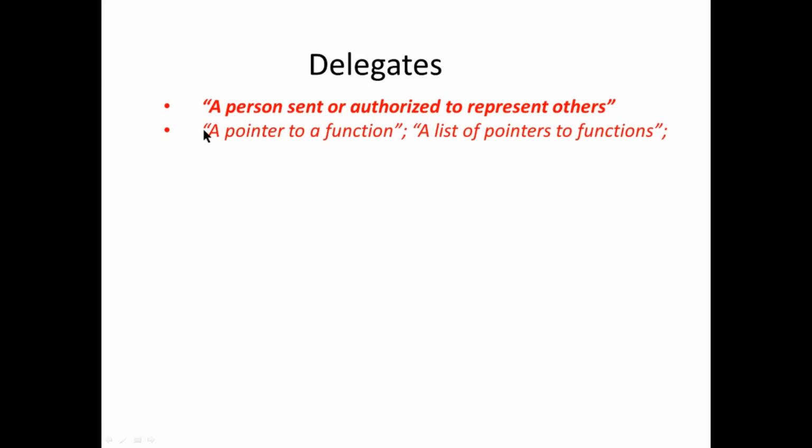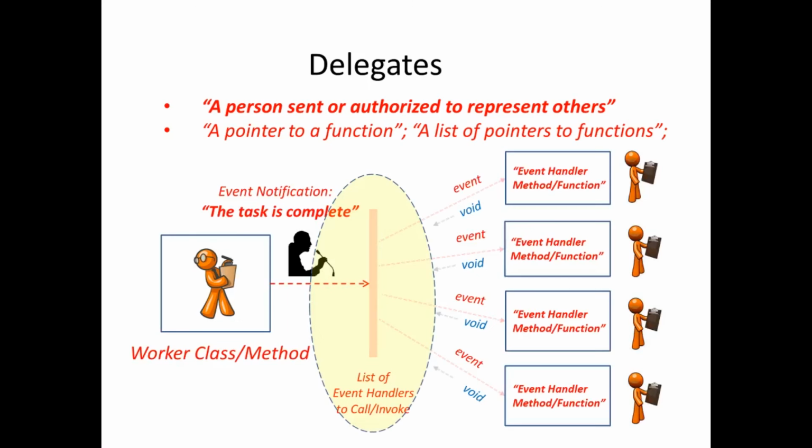It is a representative, someone who is authorized to represent somebody else. Now, in the software world, if you look at the definition of a delegate, it's generally something like a pointer to a function or a list of pointers to functions. So you scratch your head and say, wait a minute, how is a list of pointers to functions a representative authorized to represent somebody? Well, this is one of the many times that software terminology leaves you scratching your head.